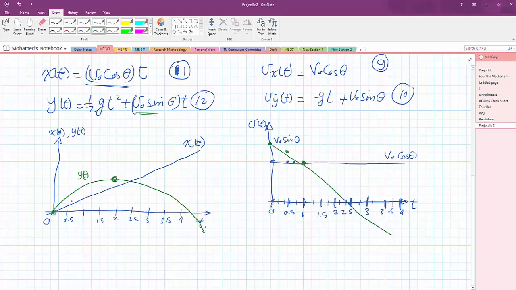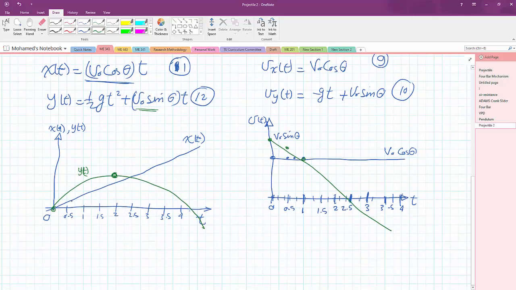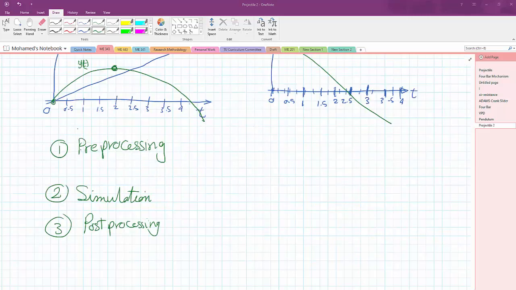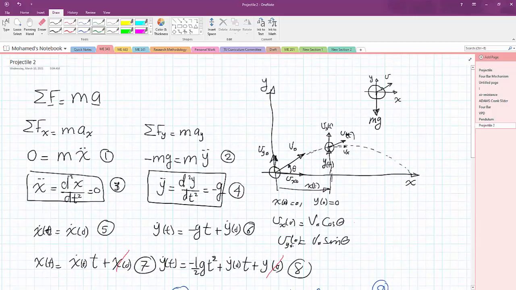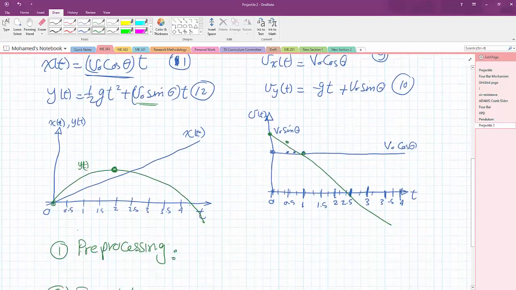The first step is, so the 3 steps in modeling and analyzing the model in virtual processing system are basically those 3 steps. The 3 steps are: number 1, pre-processing. In the pre-processing, we build our system. So we build the particle, we apply the forces acting on this particle, and whatever other things acting on the body, we define it.